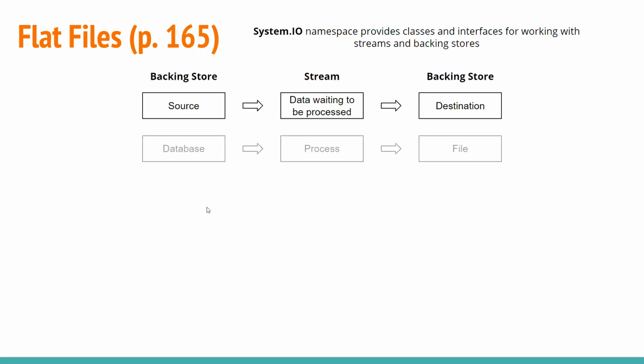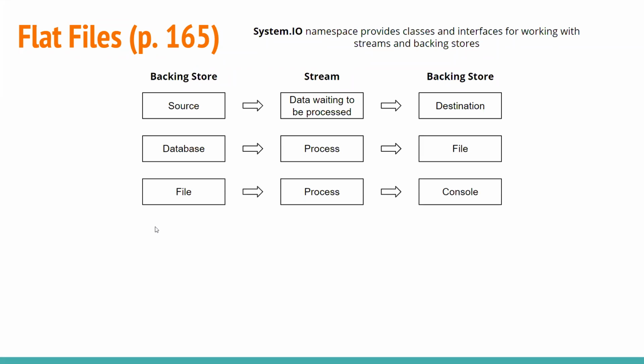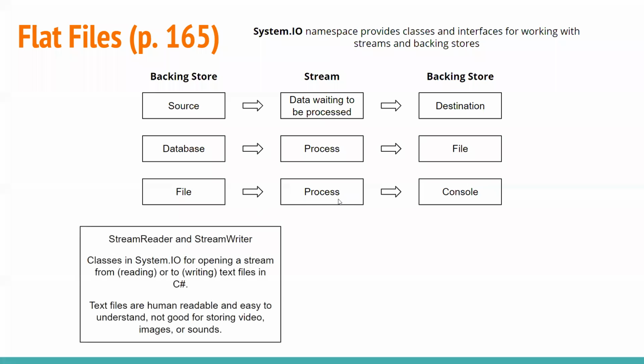Just as some examples that you have seen, we could go from the database into the stream, into the file. So our stream is running from the database to a file, for example. You could also go from a file to the console. We did this in chapter 5, where we read from a file and output the contents of that text file to a console. That was also a stream, because it was running from the backing store of the file to the backing store of the console, and it flows in a stream.